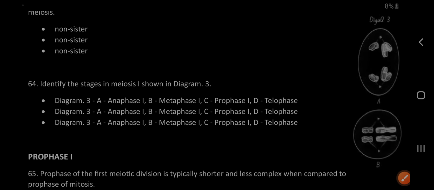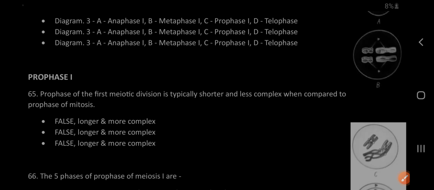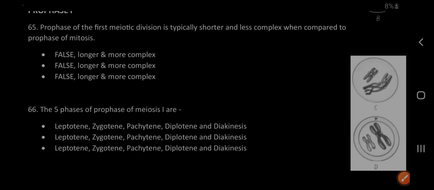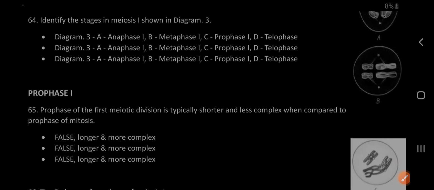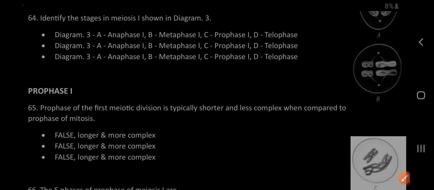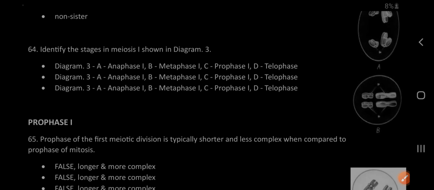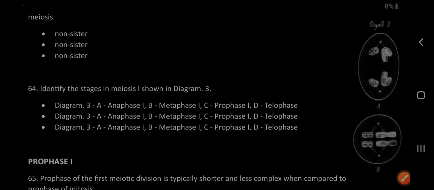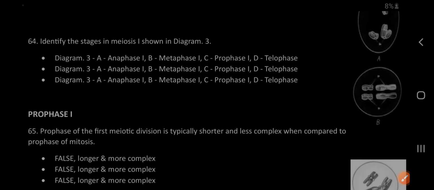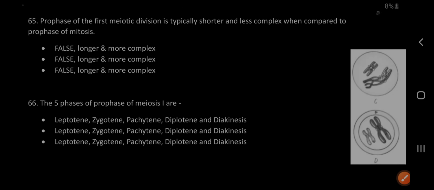Identify the stages in meiosis 1 shown in diagram 3. A. Anaphase 1. B. Metaphase 1. C. Prophase 1. D. Telophase 1.